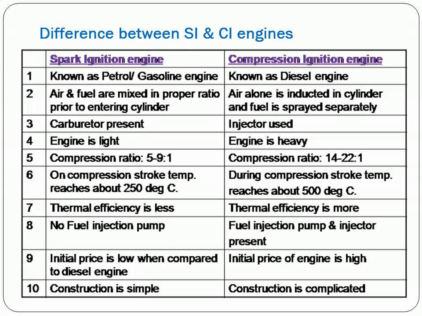The fifth difference is, the compression ratio in spark ignition engine is less than CI engine, and in SI engine it is around 5 to 9:1, whereas the CR in CI engine is 14 to 22:1. The sixth difference is, on compression stroke, the temperature in SI engine reaches about 250 degrees centigrade, whereas in CI engine, the temperature reaches about 500 degrees centigrade.